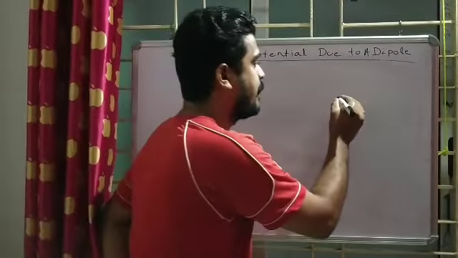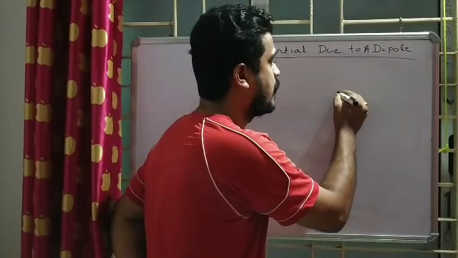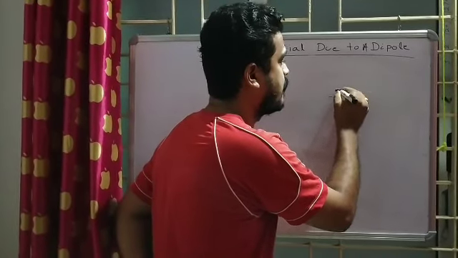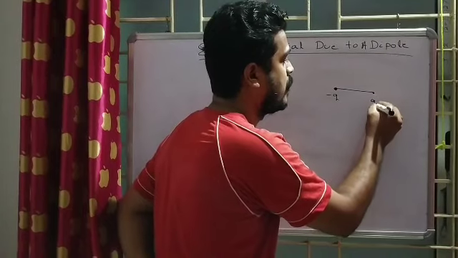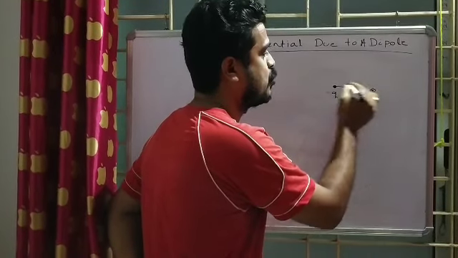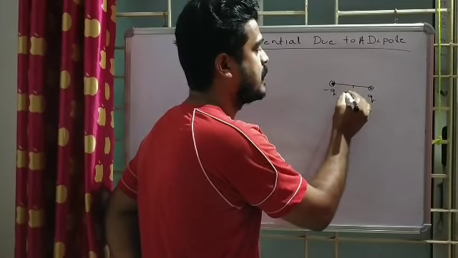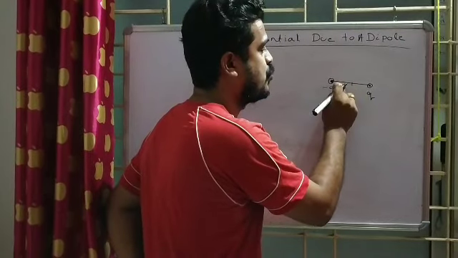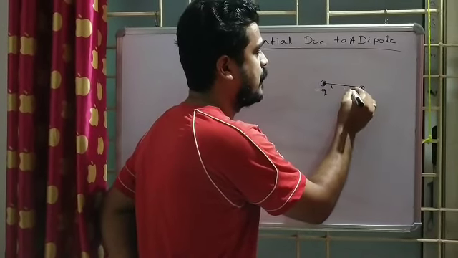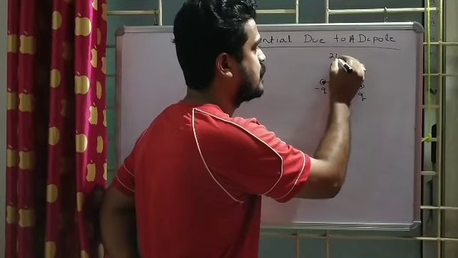As you all know, the definition of a dipole is nothing but minus q, plus q: two very small charges separated by a distance. This distance I have taken as 2L, so each half will be L.